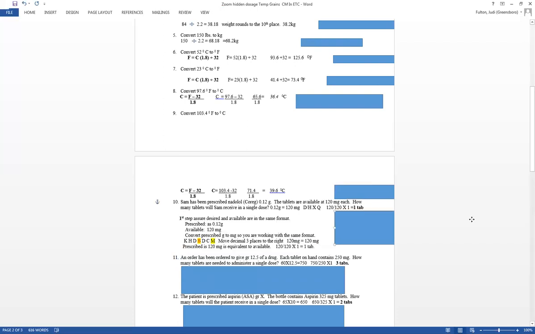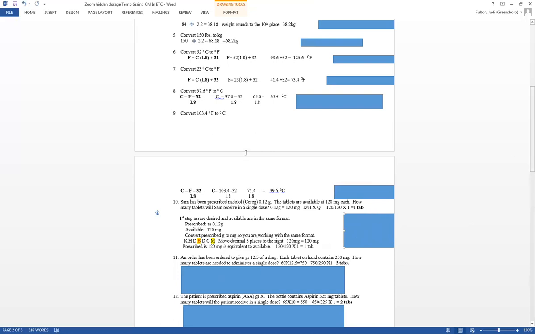Once we do that, now we have our available. So because 120 is our available and 120 milligrams is our desired, we've got 120 milligrams desired over 120 milligrams available or have times 1. That gives us 1 tablet. Okay.